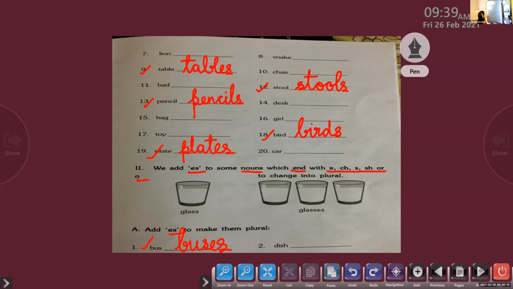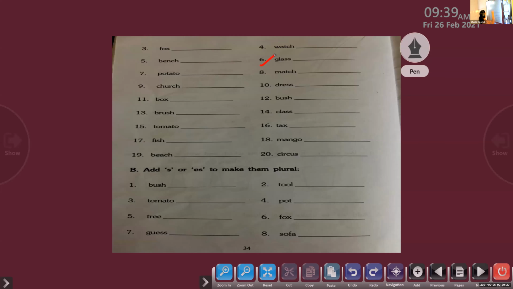Krishna, unmute. Try number 6. I cannot hear you. Cannot hear. Glasses. Spelling. G-L-A-S-S, G-L-A-S-S-E-S. Okay, very good. Thank you.